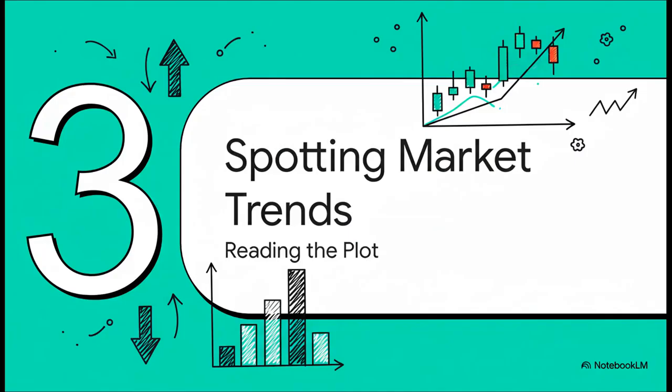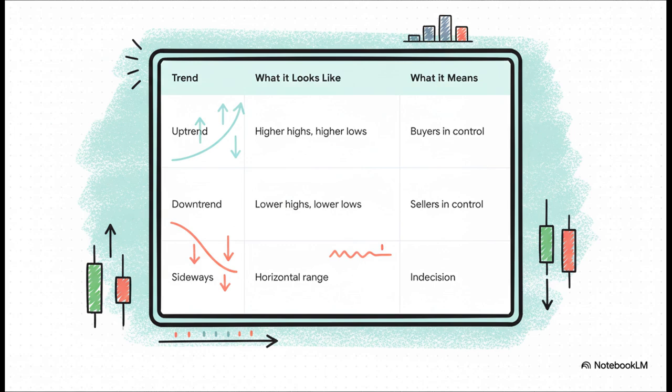Okay, so now we know how to read the individual words, the candles. The next step is learning how to string them together to read the sentences and understand the overall plot. This is what we call spotting the trend. And really, there are only 3 things the market can ever be doing. It can be in an uptrend, where you see the price making higher peaks and higher valleys. That's a sign of optimism. It can be in a downtrend, making lower peaks and lower valleys. That's pessimism. Or it can just be going sideways, kind of bouncing between 2 levels. That shows indecision.